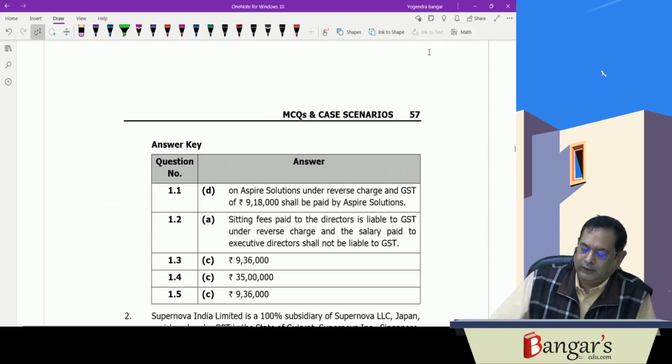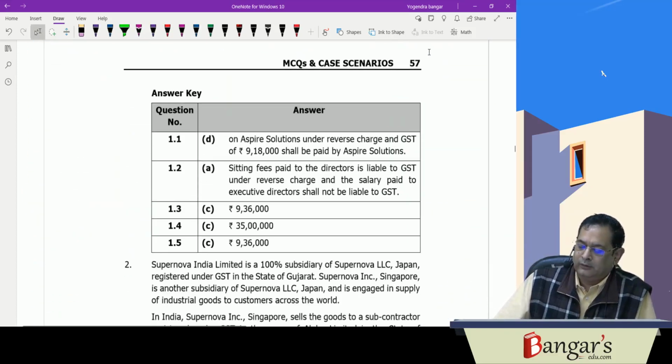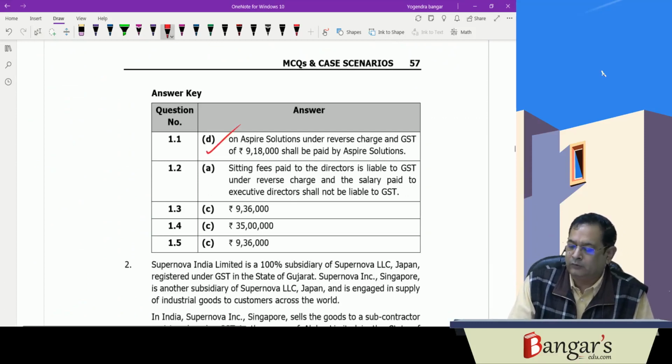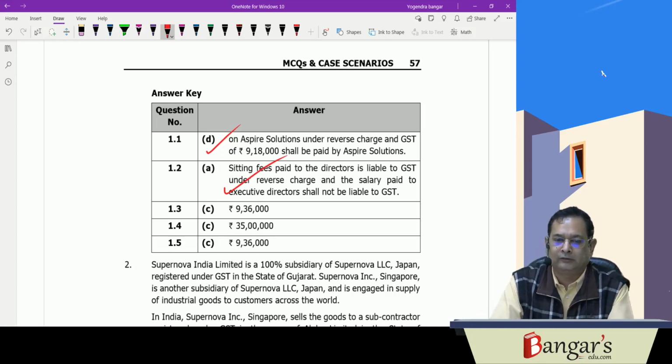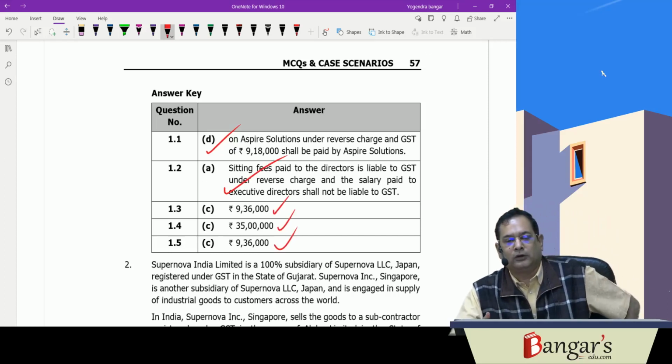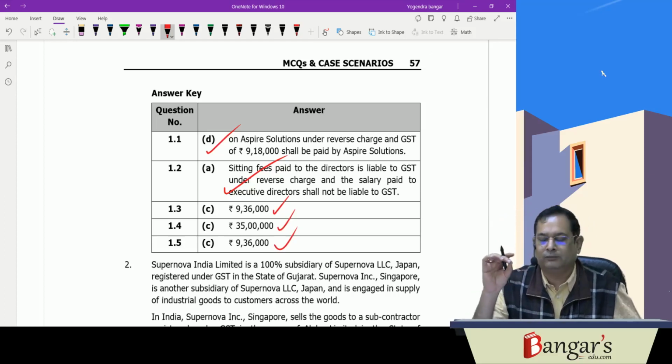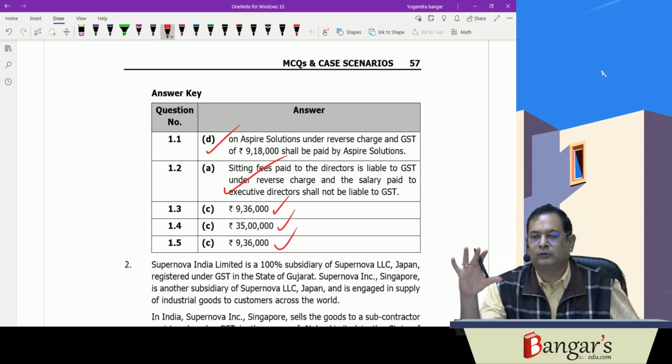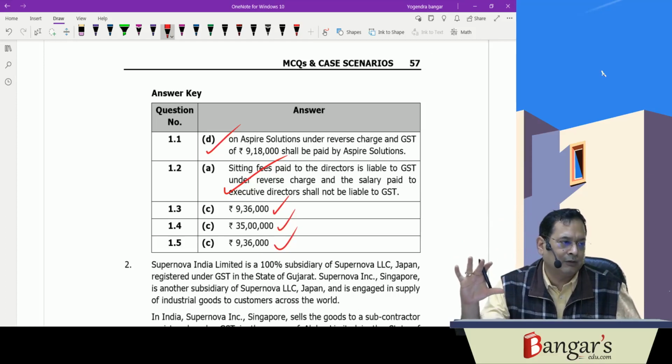So you can verify the answer. Here, first is 9,18,000 rupees will be the liability of GST which Aspire Solutions is to pay on cloud services under RCM. Sitting fees paid to directors is liable to GST under reverse charge, and salary paid to executive directors shall not be liable to GST. 9,36,000 we have seen, and 9,36,000 is the amount of GST to be deposited in cash. So this was one of the first case studies which we have discussed.